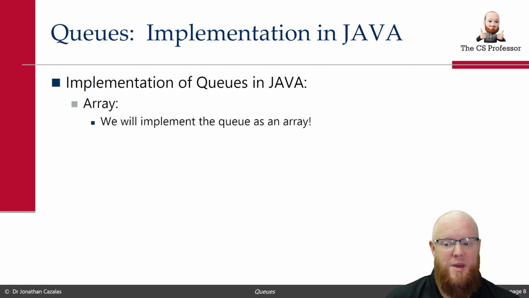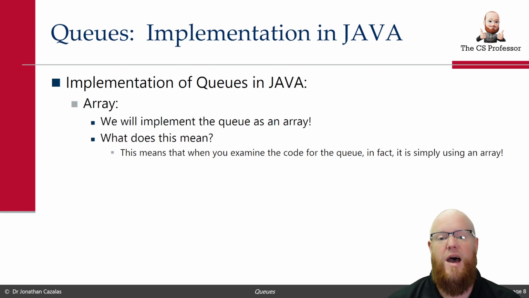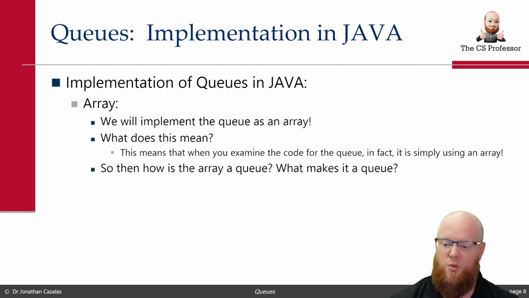With this array-based implementation, we're going to implement that queue as an array. And what does that mean? It means that when we look under the hood, when we actually look at the code of our class that we're creating for this queue, we find just a regular old array. Pretty straightforward. So then how is it that that array becomes a queue? What makes it become a queue? Remember, we define an abstract data type based off of their behavior. So what makes this array become a queue?